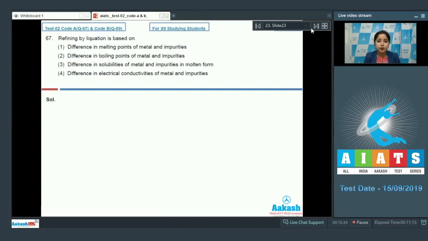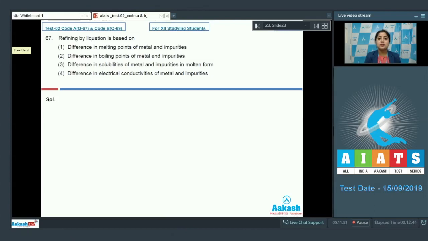So class, let's move to our next question, which is question number 67. Let's read the question, class. Refining by liquation is based upon: first, difference in melting points of metals and impurities. Next, difference in boiling points of metal and impurities. Next is difference in solubilities of metals and impurities in molten form. The last is difference in electrical conductivities of metal and impurities.